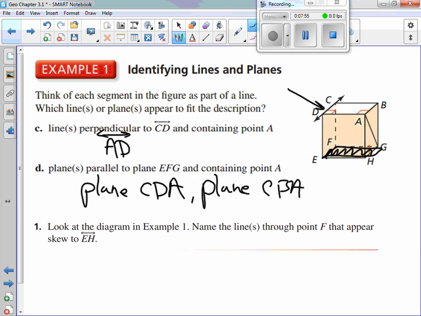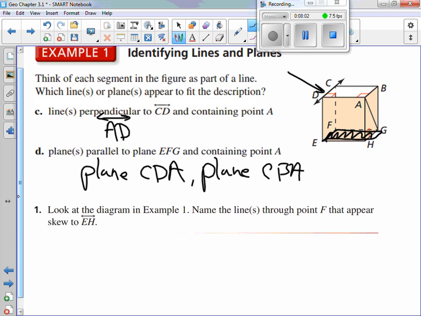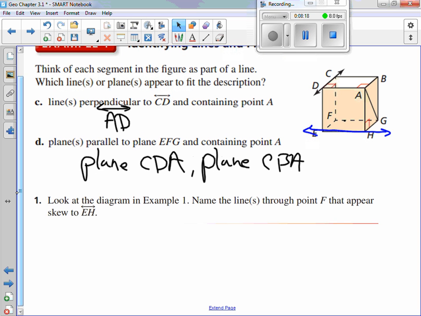Okay, look at the diagram in example 1. Name lines through point F that appear to skew with EH. So let's see where EH is. EH is right here. So A and D would be parallel. And are they in the same plane? For skew, they don't intersect. A and D don't intersect. But they are in the same plane, yes? So that doesn't quite satisfy the definition, but it almost does.